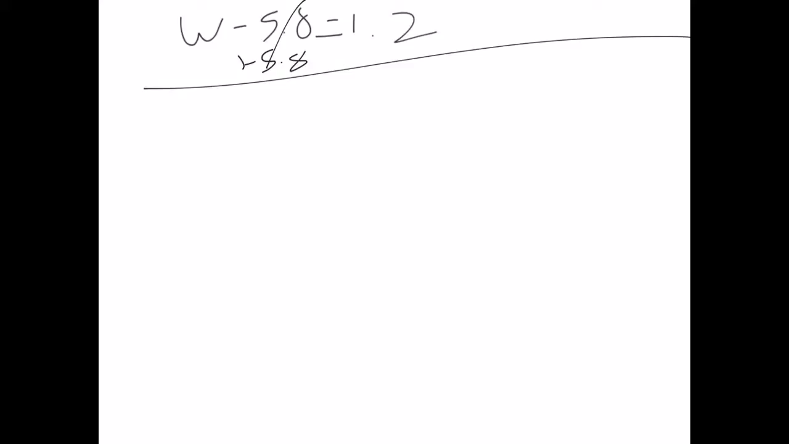So 1.2 plus 5.8 equals 7.0. So now we know that W equals 7.0.